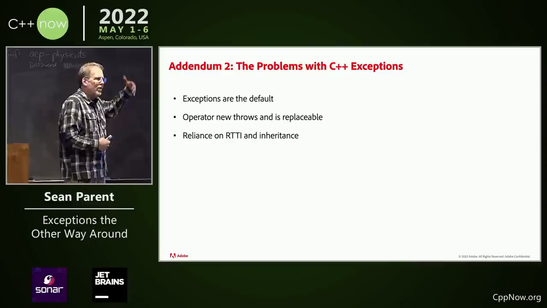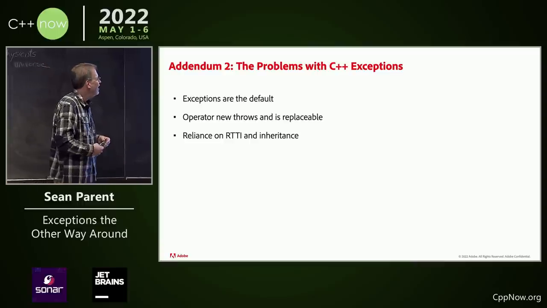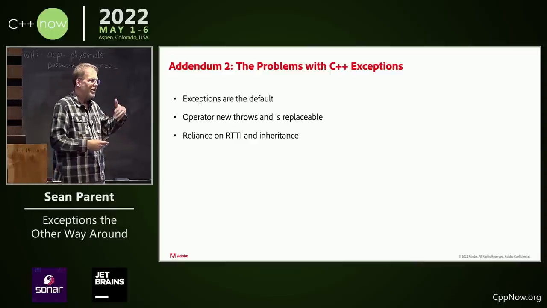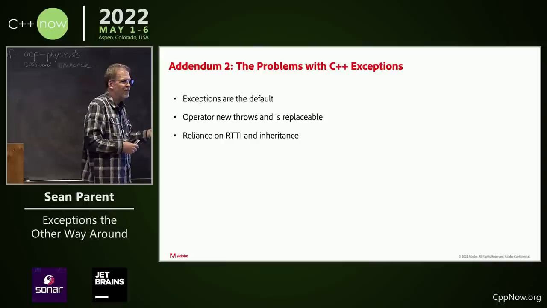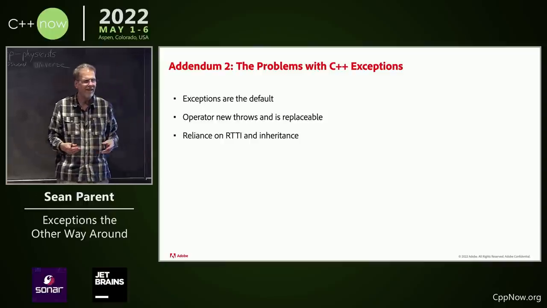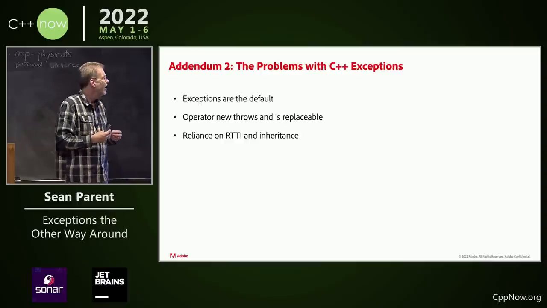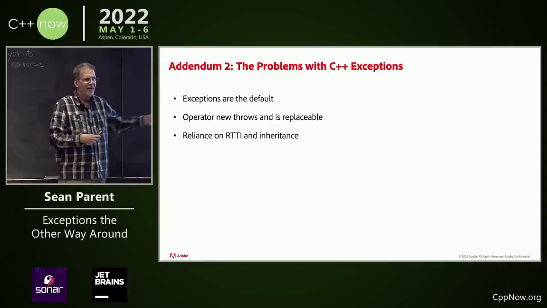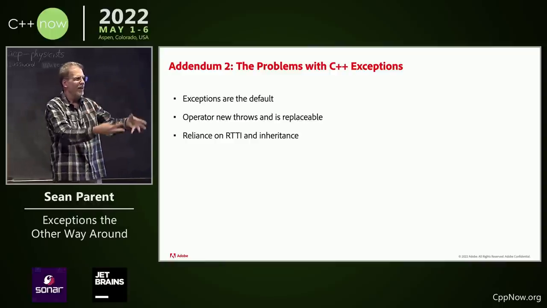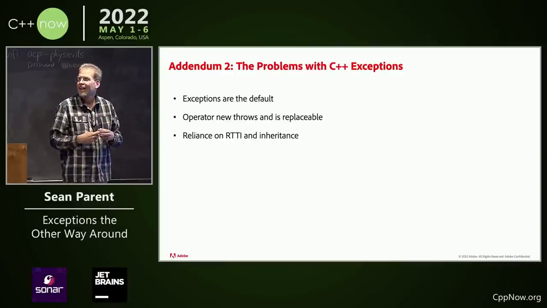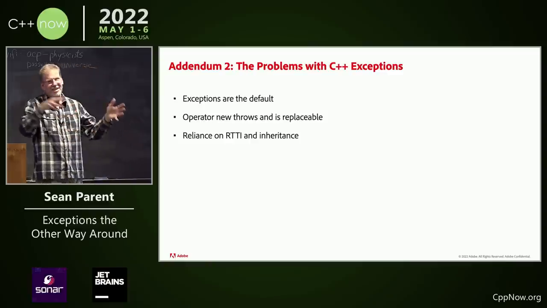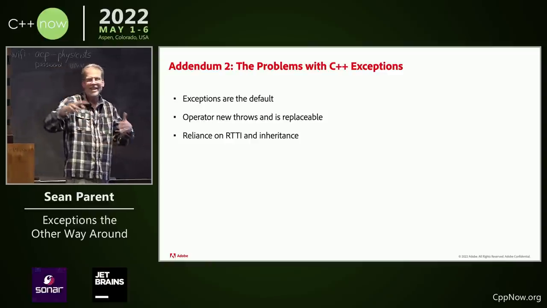Okay. Reliance on RTTI and inheritance is a similar problem. This is really with the standard library, not with the exception handling mechanism itself, but we have std exceptions and a whole hierarchy of exceptions underneath that. And in order to catch exceptions, you're relying on RTTI, and that means that you have RTTI tables, which include names of operations, which are fairly heavyweight, and they're embedded in all of your exceptions. That part is the poor language, but the fact that exception handling in the standard relies on that means I can't escape it.